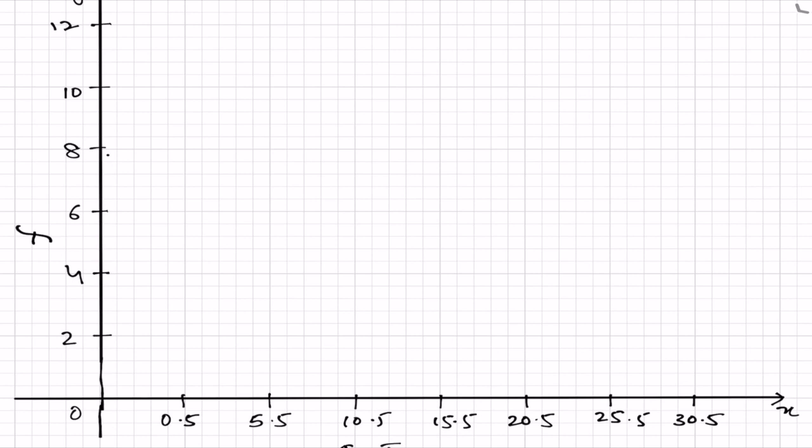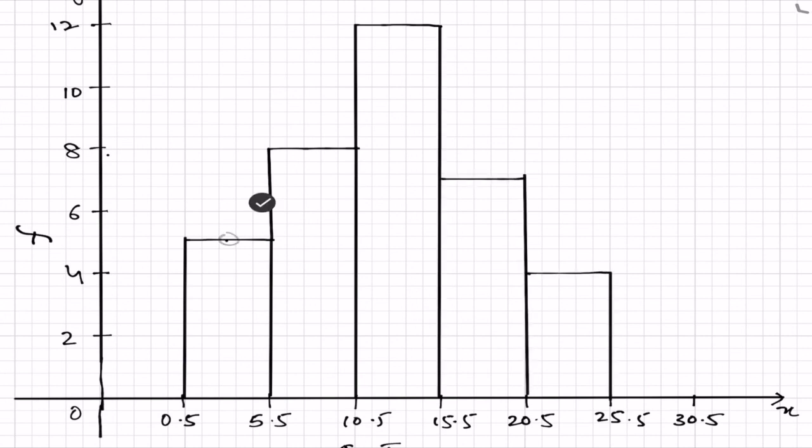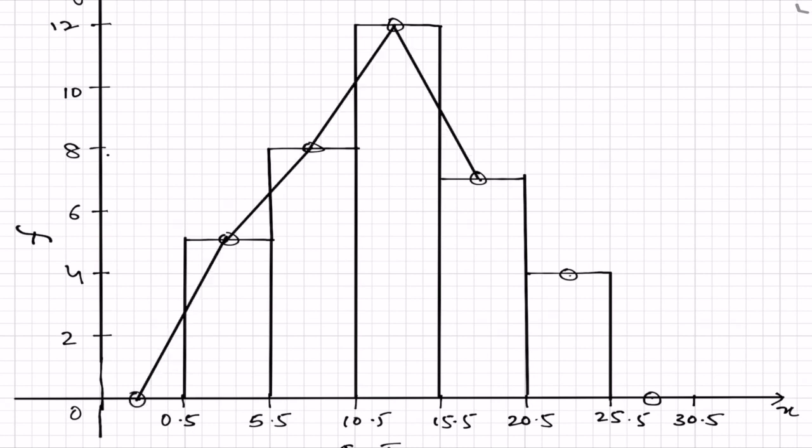So 0.5 to 5.5, the first frequency is 5. 5 is again the middle value of 4 and 6. So we'll draw the first bar, 5, then 8, then 12, then 7, then the last is 4. Now again for the frequency polygon, we have to take the middle values, and again the adjacent class intervals also. Okay, now join. So this is the required frequency polygon of the given data.